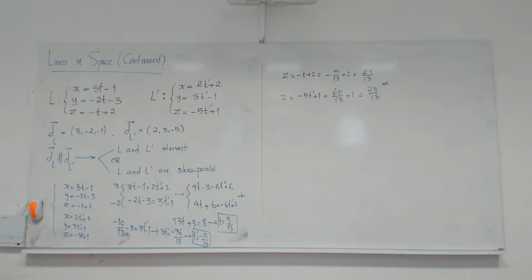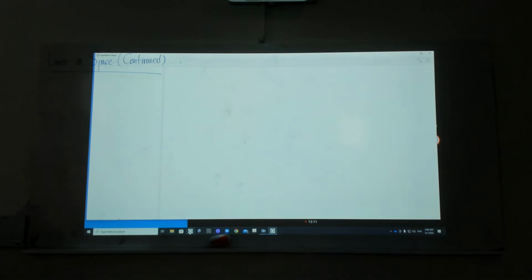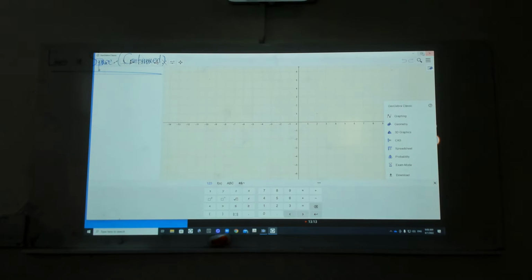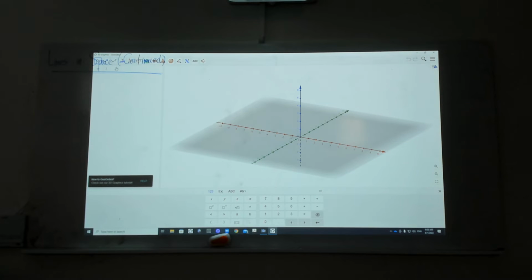Okay. If you don't mind, let me see if we can also... okay, so we go to GeoGebra here. I choose the 3D graphics. Okay, and I discovered this is the syntax, so I would appreciate if you can read it for me.